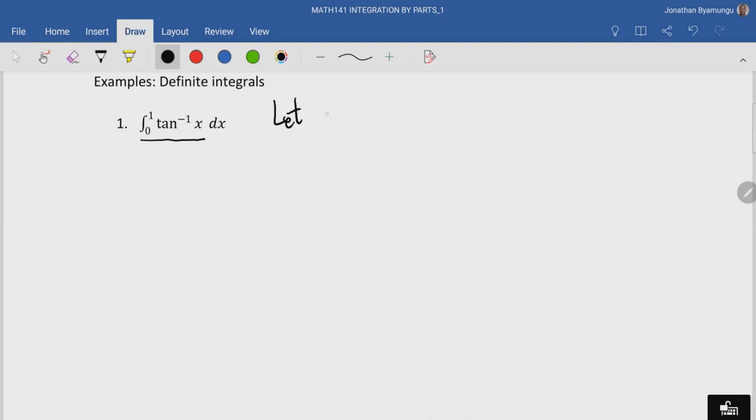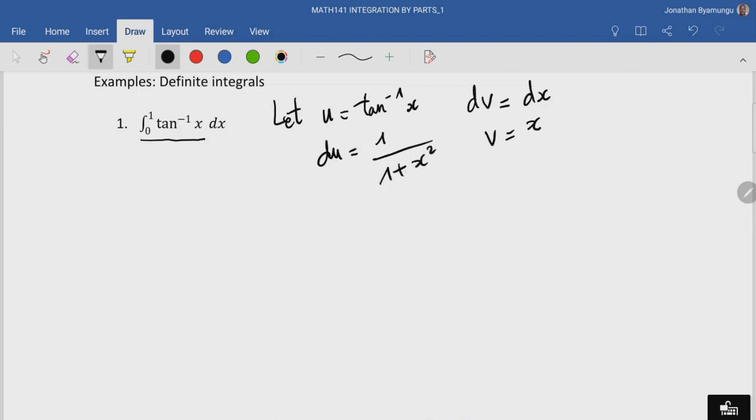previously for integration by parts, we'll have to find which function will let u be equal to and which one will be v. Using that logic, let's, for example, say that we let our u be equal to tan inverse of x. That would mean that our dv will just be dx, meaning that v will be x, right? And that means that our du will be 1 over 1 plus x squared dx, right?